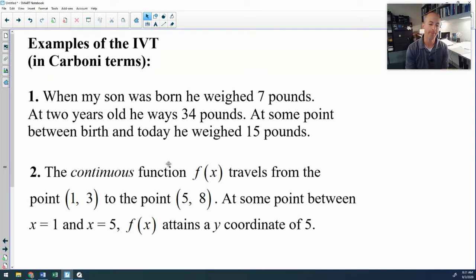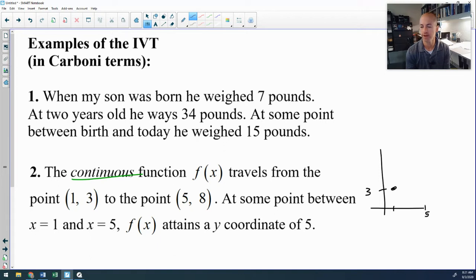So a more mathy example. Let's say we have a continuous function, and continuity is key to use the intermediate value theorem. So we have a continuous function that travels from the point (1, 3) to the point (5, 8). And if you want to visualize that, I'm going to draw a crap graph here. So we have the point (1, 3). I go from this point to the point (5, 8). I go up here. So I go from this point to that point, and I am continuous.